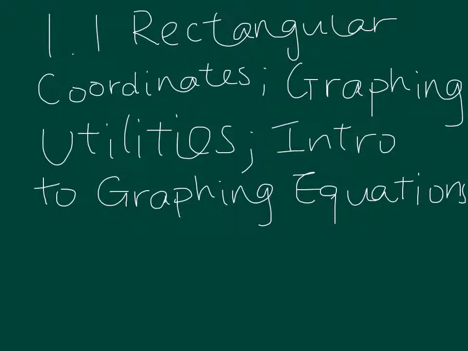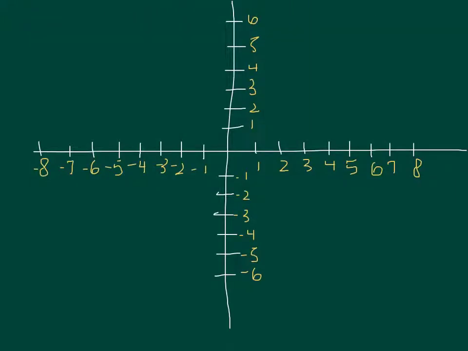1.1 Rectangular Coordinates, Graphing Utilities, Intro to Graphing Equations. This is a Cartesian plane. In a Cartesian plane, there are two axes, the x-axis and the y-axis. The x-axis is the horizontal axis, and the y-axis is the vertical axis.